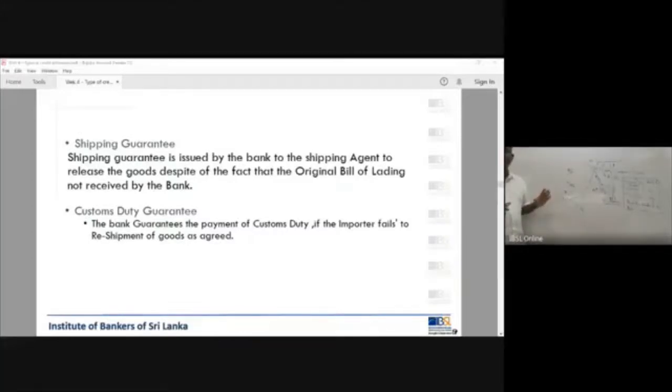That is the documentary collection, DA and DP. Documents on payment, documents on acceptance. Right? Is that clear?